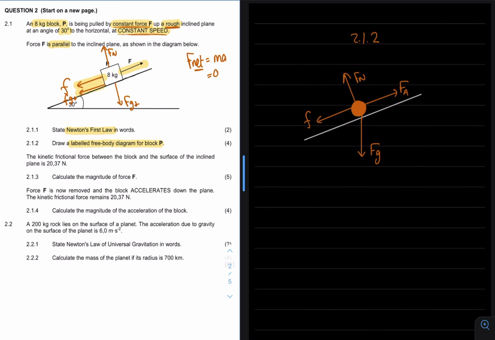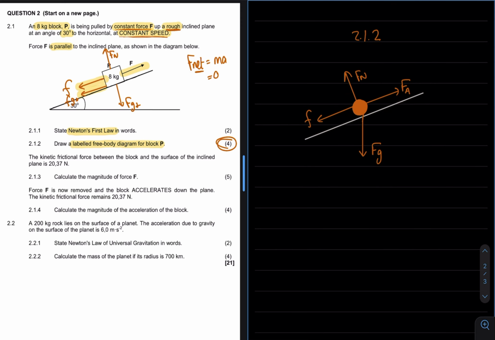Now note that 2.1.2 counts a total of 4 marks. This is always an indication of the amount of vectors that you need to go and draw. You could have also gone and drawn the components of gravity, which would be Fg parallel and Fg perpendicular. So if you want to include the gravitational vector as well as its components, make sure that you draw the components in a pencil or use dotted lines.